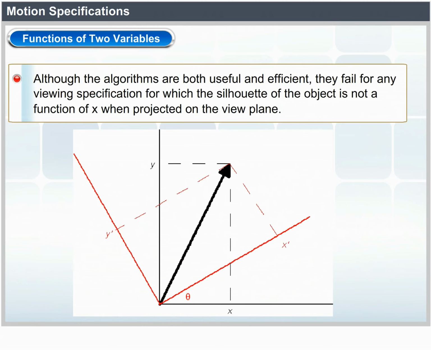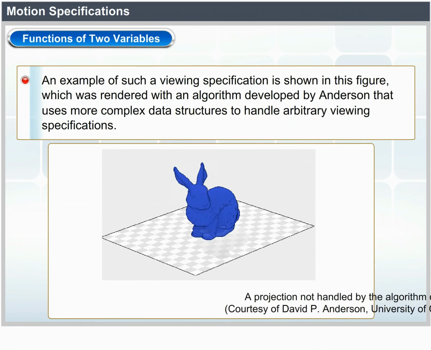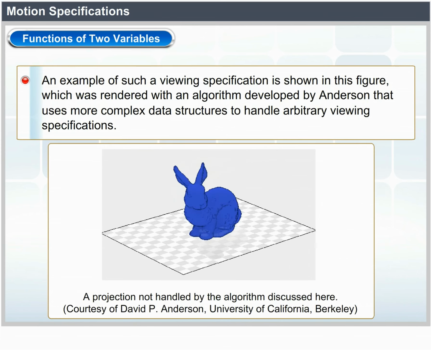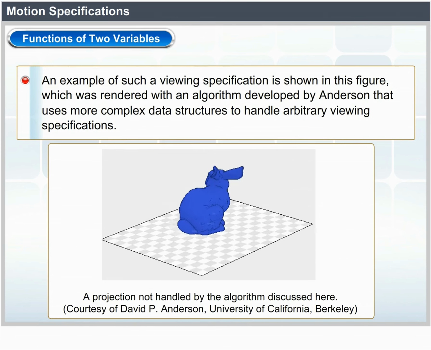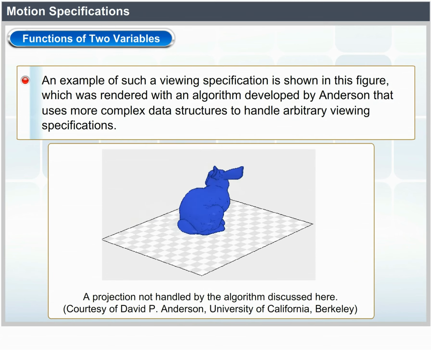Although the algorithms are both useful and efficient, they fail for any viewing specification for which the silhouette of the object is not a function of x when projected on the view plane. An example of such a viewing specification is shown in this figure, which was rendered with an algorithm developed by Anderson that uses more complex data structures to handle arbitrary viewing specifications.